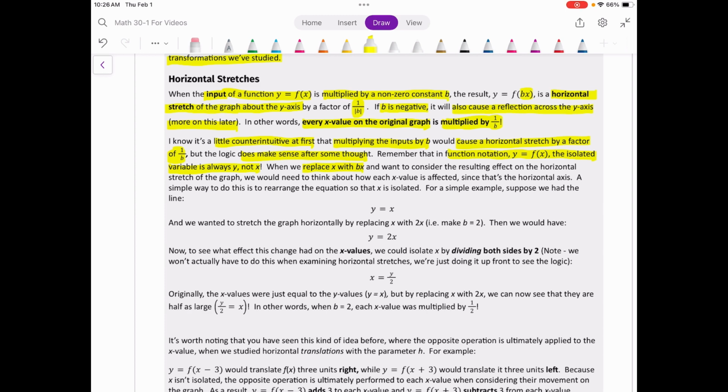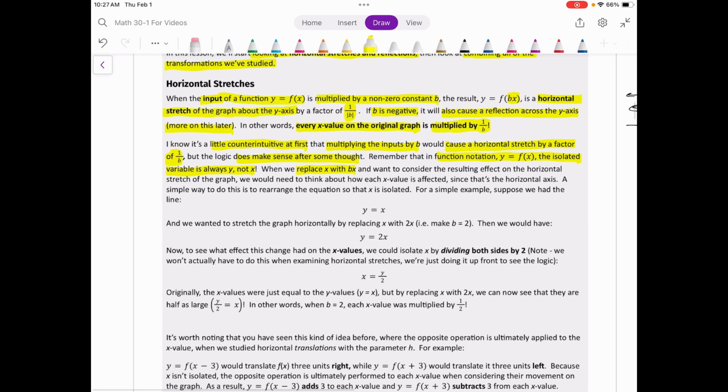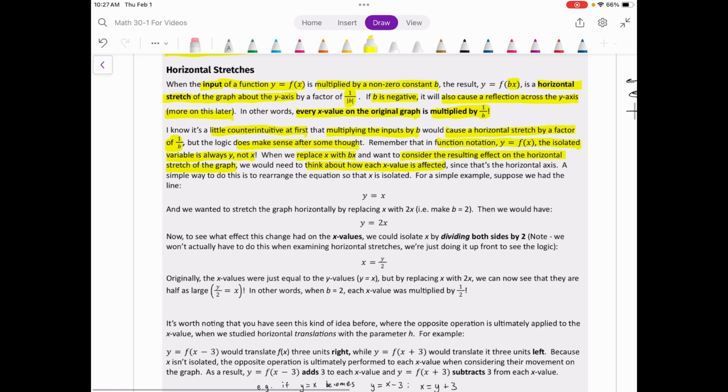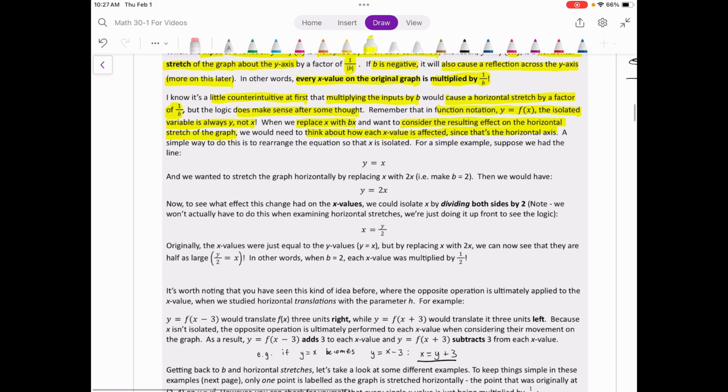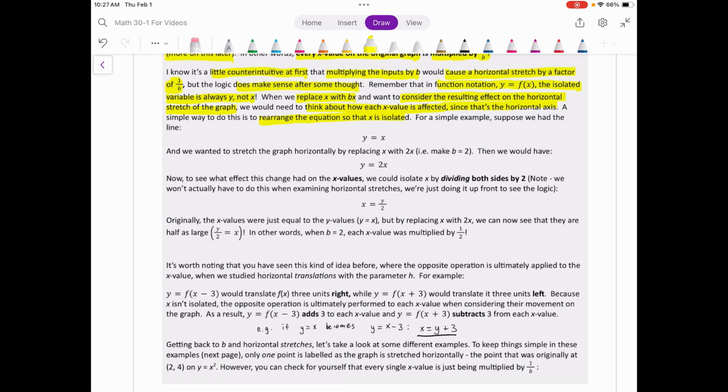And what we want to do is consider the resulting effect on the horizontal stretch of the graph. What actually happened to every x value if we replaced x with bx? In order to think about how each x value is affected, since that's our horizontal axis, let's rearrange the equation so that x is isolated, because that will let us see what we actually did to the x values when we replaced x with, in this example, 2x.